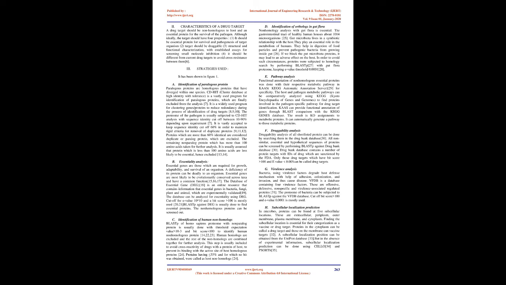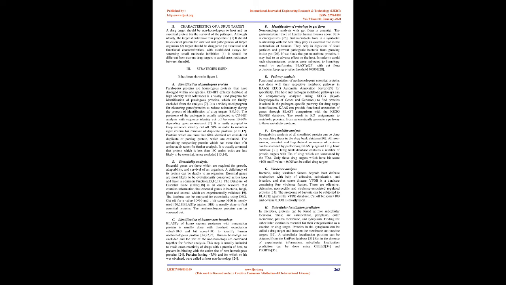For essentiality analysis, a DEG cutoff of e-value 10 to the power of minus 10 and a bit score greater than 100 is mostly used (20, 21). BLASTP against DEG is usually done to find essential proteins. The non-homologous proteins can be screened out.